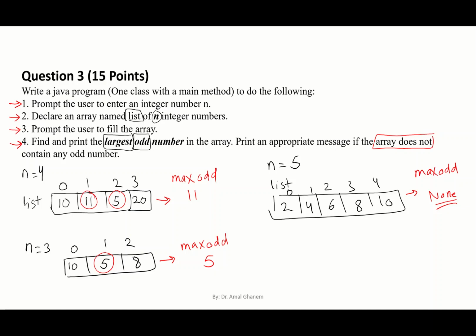So the first thing I have to do is find the odd numbers first. So let's do it in this way. Let's assume that n is actually 4, and this is my array of 4 elements.